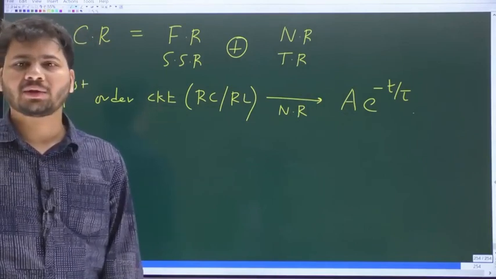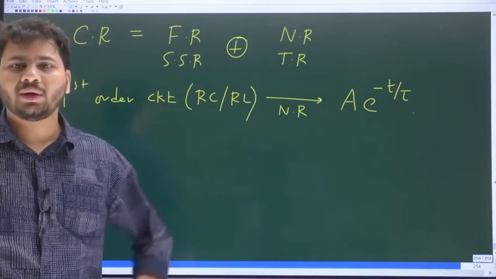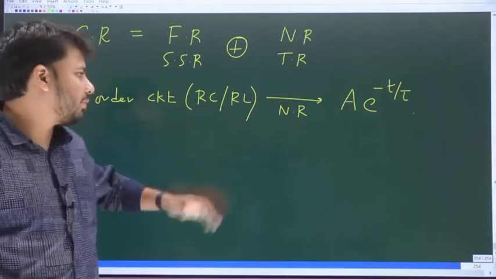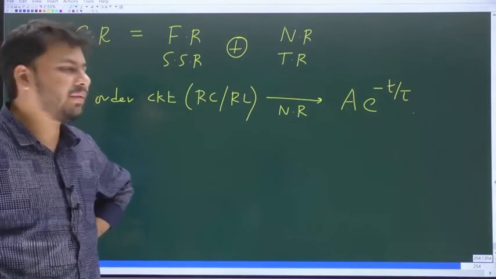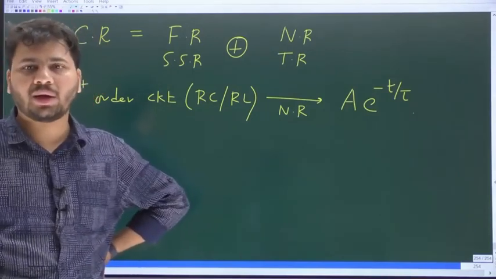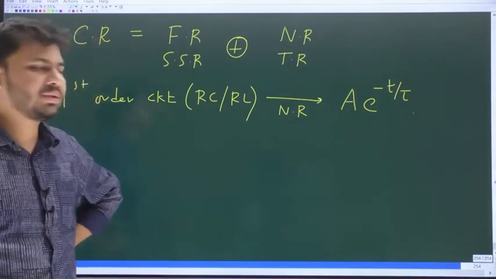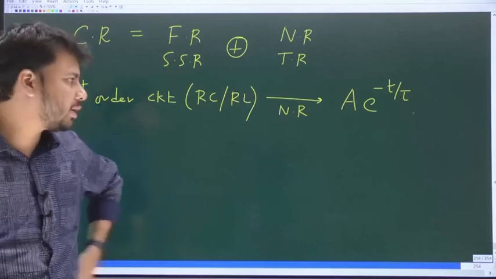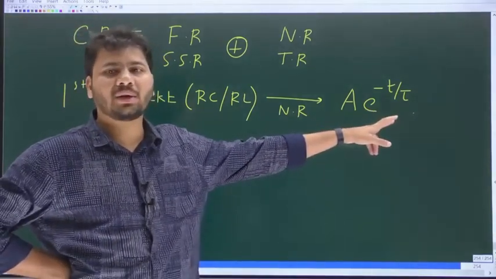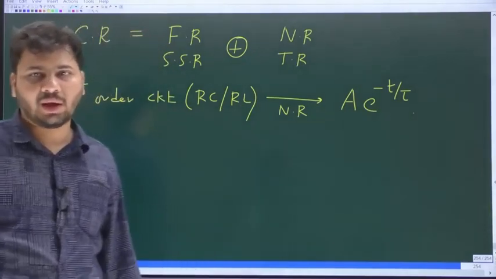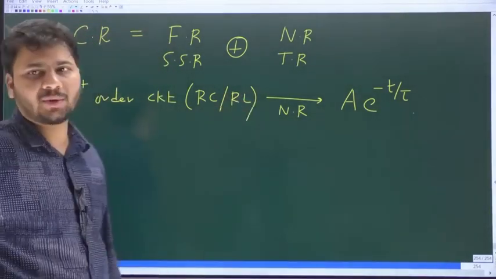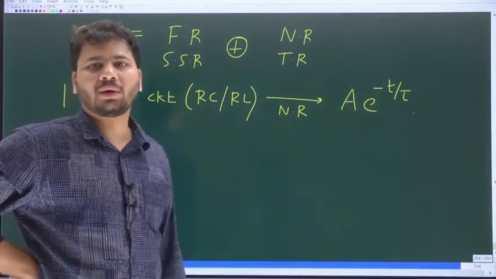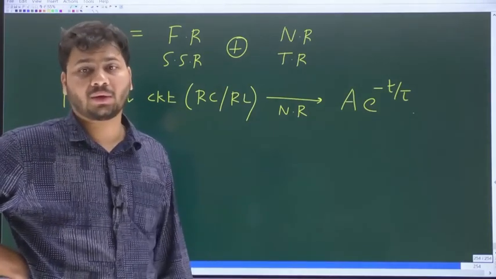And you know, every first order circuit is characterized by a time constant, and for an RC circuit the tau is R equivalent into C equivalent, and for an RL circuit the tau is L equivalent by R equivalent. Just find the value of the time constant, and use that time constant in this expression for the natural response. Well, this A times e power minus t by tau is only for a first order circuit.